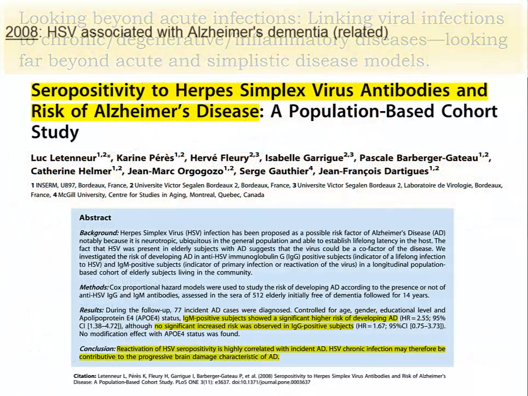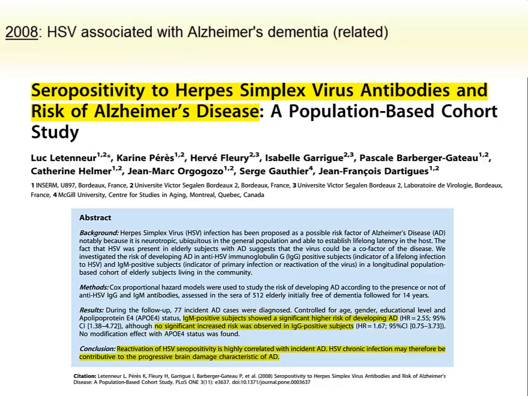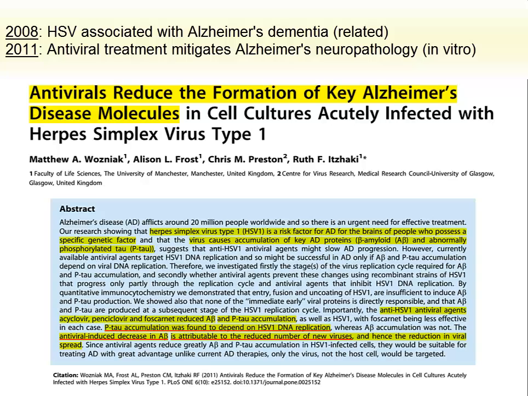I'm sure you appreciate that that research actually isn't very new. If you look at this article published back in 2008, what they showed here was a connection between herpes simplex virus antibodies and the risk of Alzheimer's disease. Likewise, a follow-up study also published in Public Library of Science in 2011 suggested that antiviral drugs could actually be used to mitigate some of the neuropathology of Alzheimer's disease.